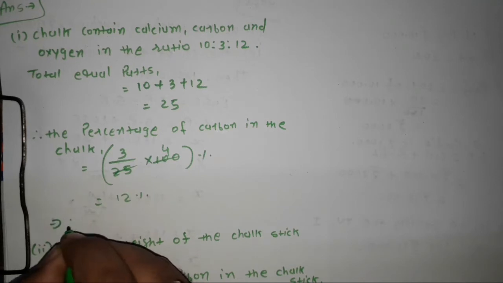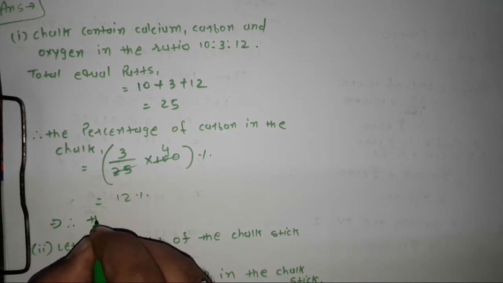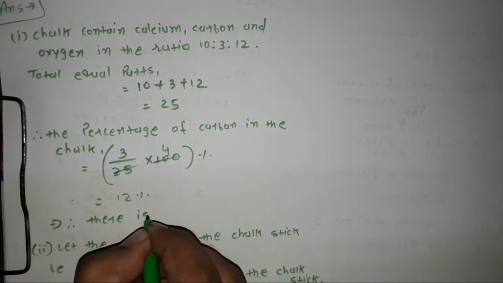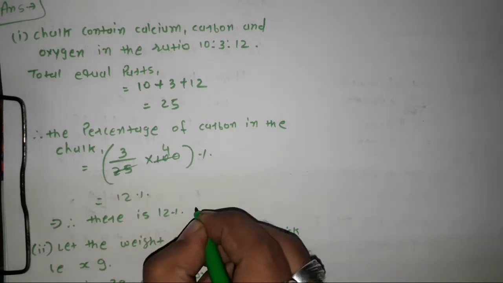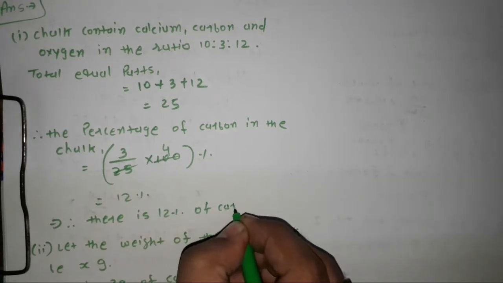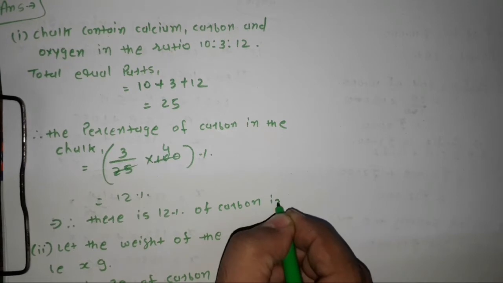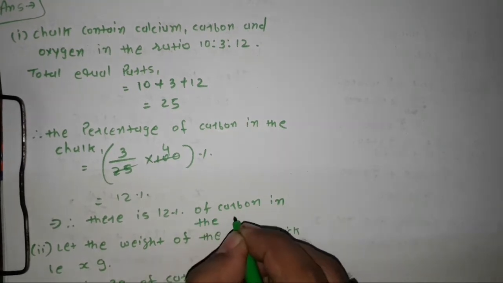So here I can write down like this: therefore there is 12% of carbon in the chalk stick.